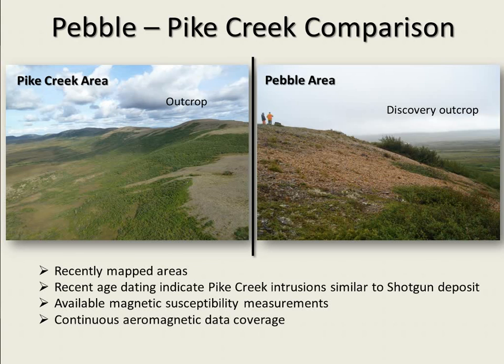So why compare these two areas? Both areas have outcrops that have been recently mapped. Both areas have modern age dates that indicate the younger Pike Creek rocks to the west are similar in age to nearby intrusion-related gold systems. Magnetic susceptibility measurements are available for both areas, and then we also have continuous aeromagnetic data that covers both areas.